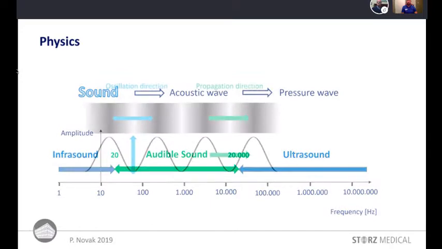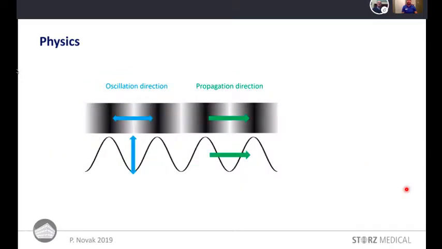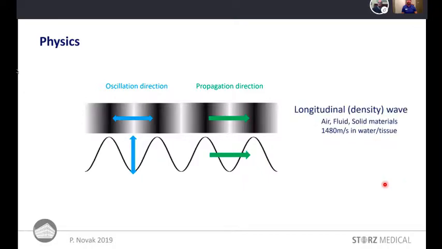Now, you have to have a look at this diagram showing how the sound waves propagate. The sound waves are density waves. So they propagate in this direction as an arrow here, but they oscillate in the same direction like here. So the density wave is propagating towards this direction. That happens basically in all materials, including water, tissue, and air.